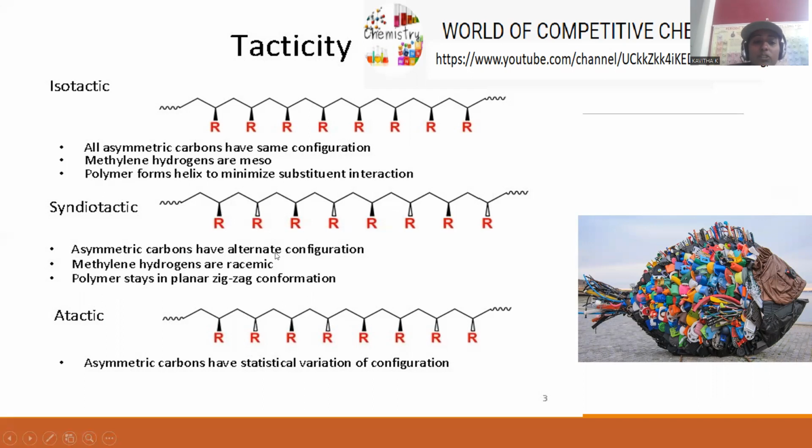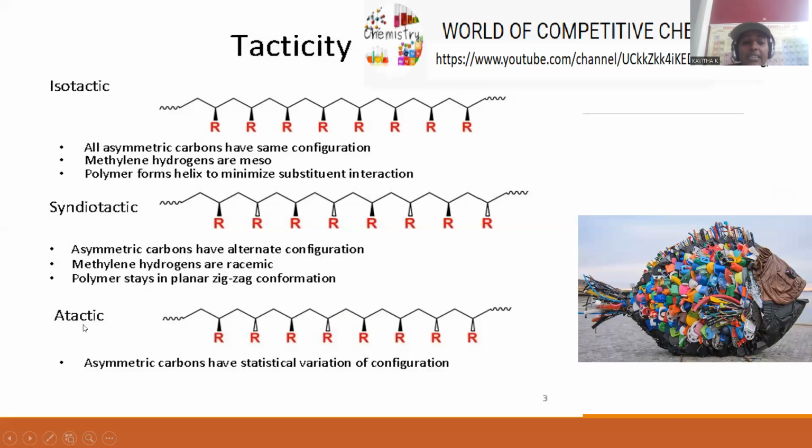Let us see, asymmetric carbons have the alternating configuration. Methylene hydrogens are racemic in nature. Racemic in the sense that some part will be in the towards direction or right hand side direction, and some other part will be in the left hand side direction. That's the reason it becomes 50%, 50%. So this will be a racemic one. The polymer stays in a planar zigzag conformation. So here planarity will be there with a zigzag arrangement. That is denoted as syndiotactic. Syndiotactic denotes an alternate arrangement of the side branches on the growing polymeric chain.